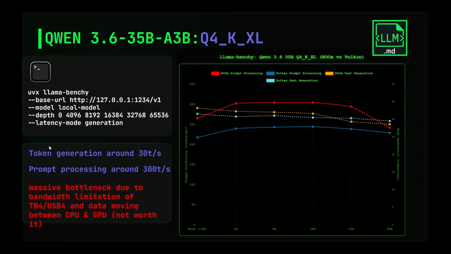ROCm is the better choice in this setup, but in my opinion it doesn't matter, because at the end we are hitting a wall in terms of transfer speed between the CPU and the GPU, so the performance is very degraded, and you should switch back to a lower quant to be able to fit the whole model in the GPU instead. It will deliver a better experience overall and a better quality.